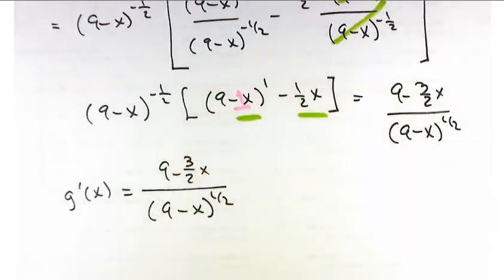This function can change signs where the numerator is 0 or where the denominator is 0.